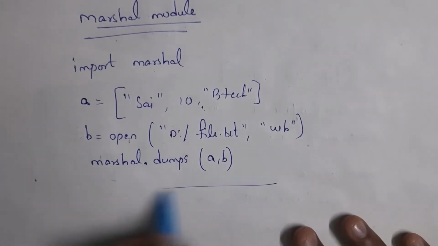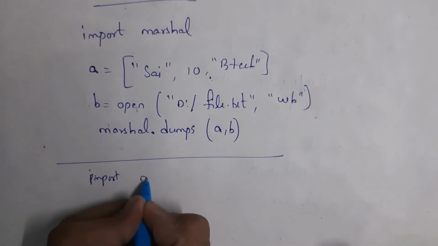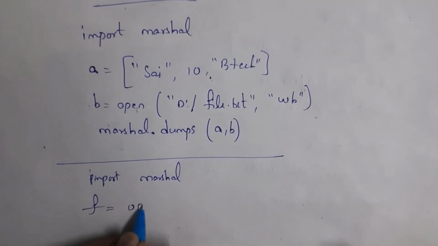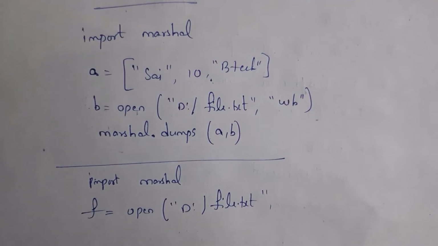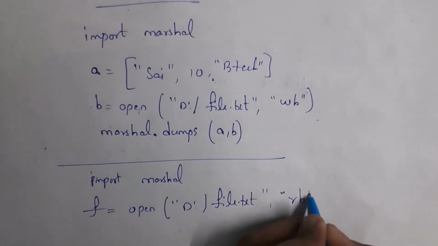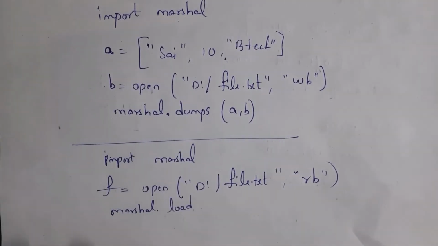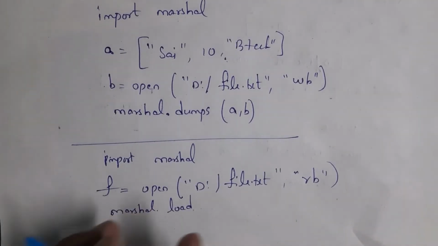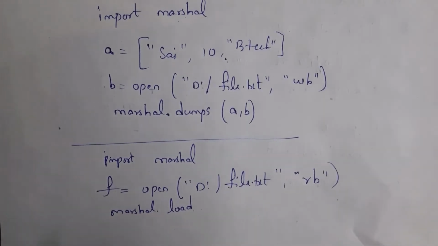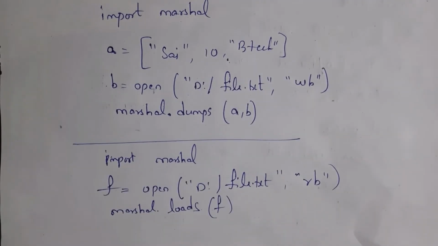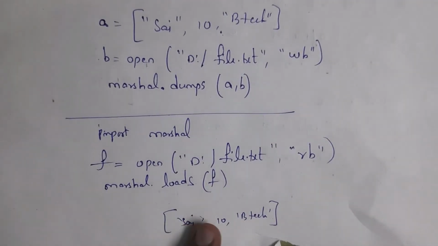And next I will write another program in order to see the output. Just write here import marshal, and next write here f equal to open file.txt, in double quotations, comma, I want to see the output. So just open this file in read binary mode. And next write here marshal.loads. Whereas in the pickle module we need to write pickle.load, in the marshal module you need to write marshal.loads. Add s here. My file is present in object f, so just write here f. Whenever you run this code, you will get output sai, 10, btech.